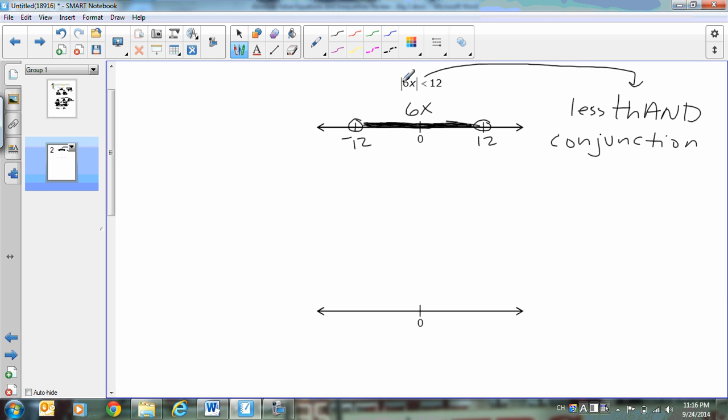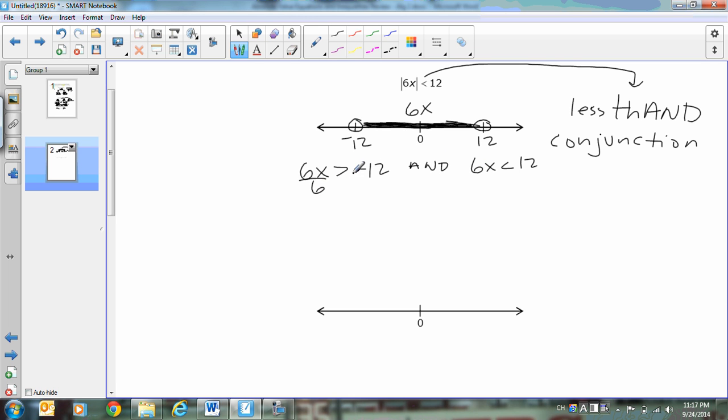Okay, so now it's time to write our two inequalities joined by the word and. Okay, so take a look at your picture. 6x is at the same time bigger than negative 12 and less than positive 12. So let's write those two inequalities. 6x is greater than negative 12 and at the same time, 6x lies to the left of positive 12, so we'd write 6x is less than 12.